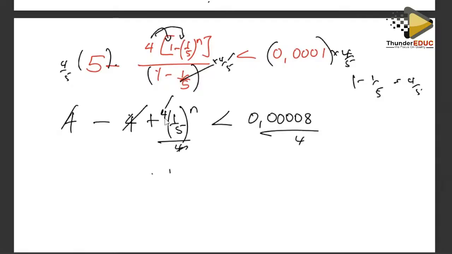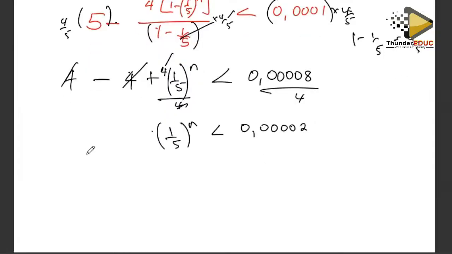I think now it makes sense. 1 over 5 to the n is less than 0.0000 with a 2. But we know that 1 over 5 is the same as 0.2. So it's the same as 0.2 to the exponent of n is less than 0.1, 2, 3, 4.